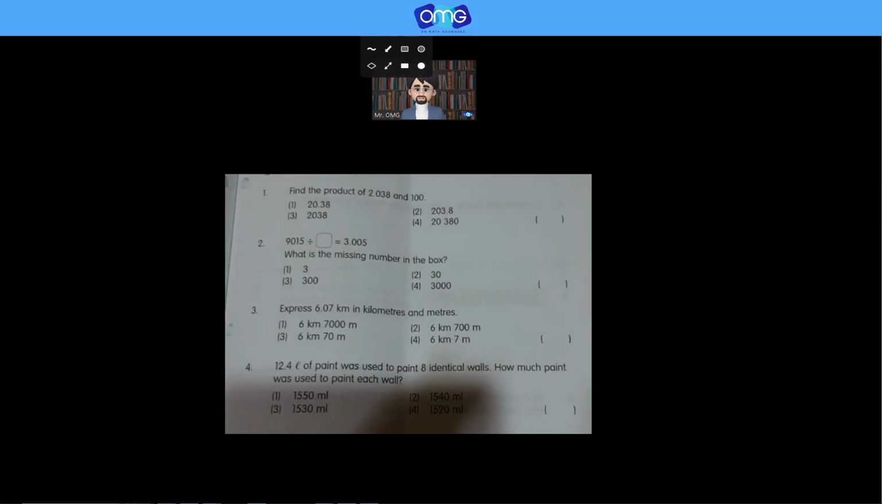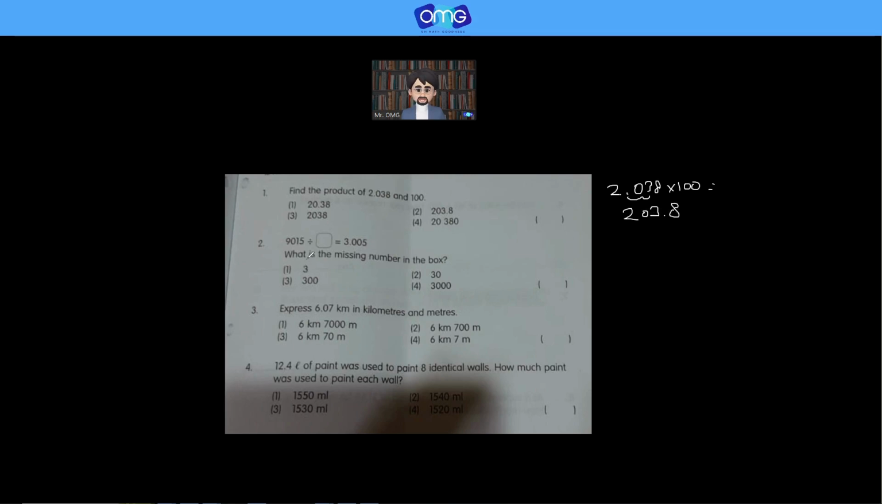Decimal questions from my pals are here. Number 1. Find the product of 2.038 times 100. If you multiply this, you can move the decimal 2 times because it is times 100. So move 1, 2, so you get 203.8.